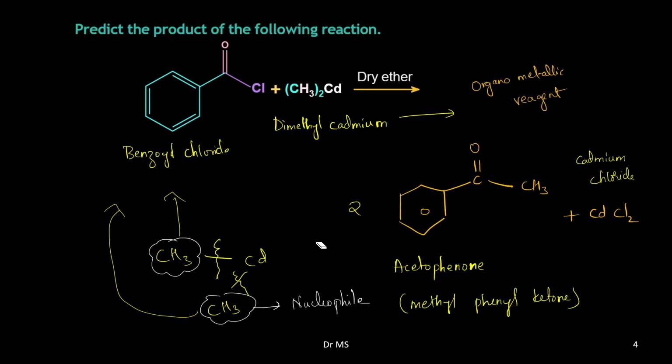So what happens here? This nucleophile will attack the carbonyl carbon, the electrophilic carbonyl carbon of this benzoyl chloride. Now this chlorine will be removed when the nucleophile comes and attacks here. Understood? So there is a methyl group that acts like a nucleophile. That nucleophile will attack the carbonyl carbon. When it attacks, the bond with the chlorine breaks, and that results in formation of cadmium chloride. So two chlorines will attach to the cadmium and result in formation of cadmium chloride. And this methyl group will attach to the benzoyl chloride and result in formation of acetophenone.